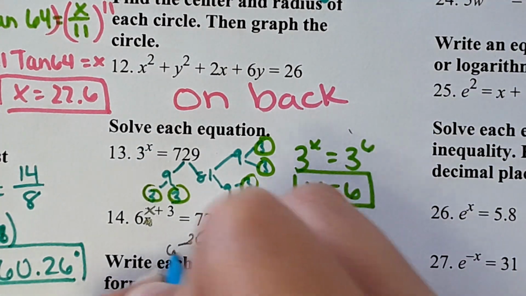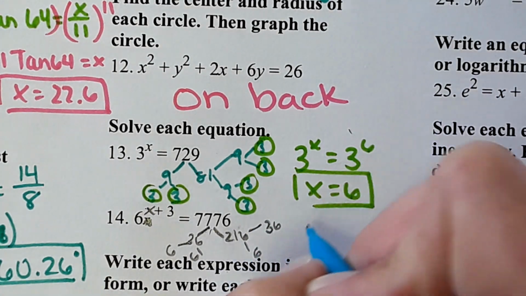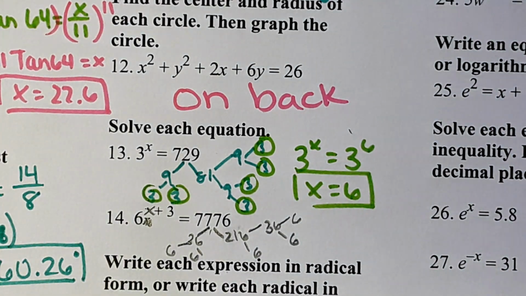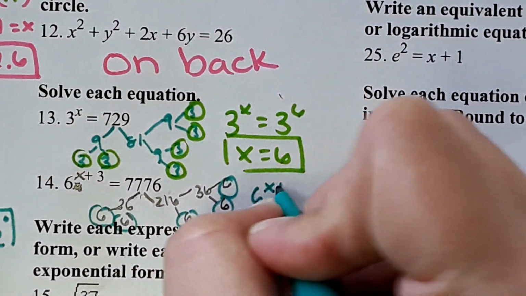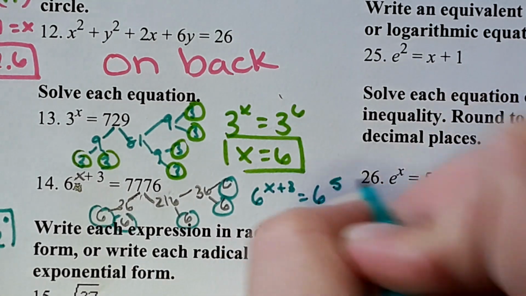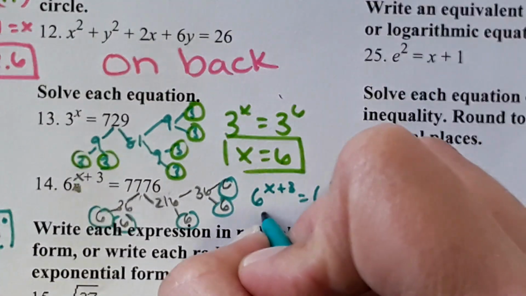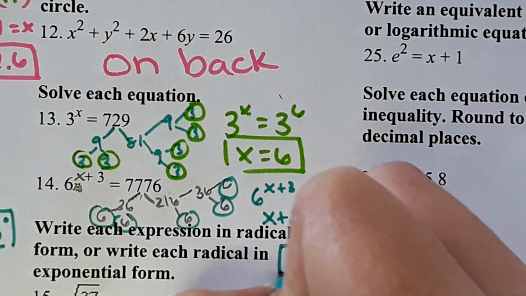So 36 can be broken up into two sixes. 216, you can divide that by 36, and you'll get 6. And then there's all the 6's. Okay, so there's 1, 2, 3, 4, 5 of them. So we say 6^(x+3) = 6^5. And then from here, because your bases are the same, you can set x + 3 equal to 5. And x = 2.